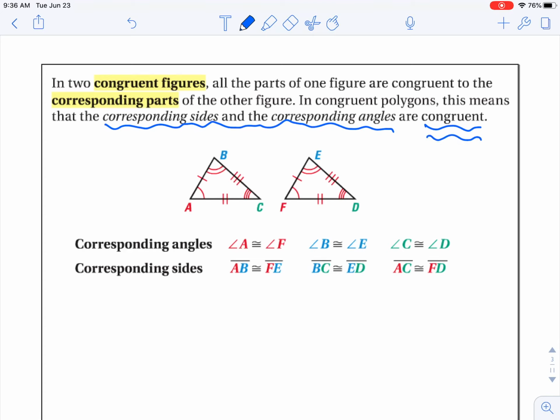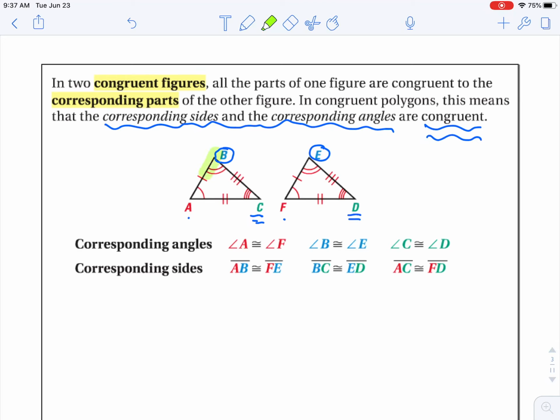If you look at these two triangles, you can see that angle A right here is congruent to angle F. We can see by the way it's marked with one tick mark or swoosh. Angle B and angle E are marked congruent because they have two swoosh marks. And we can see that C and D are congruent because of their markings. So all the corresponding angles are congruent, and the corresponding sides are also marked congruent.